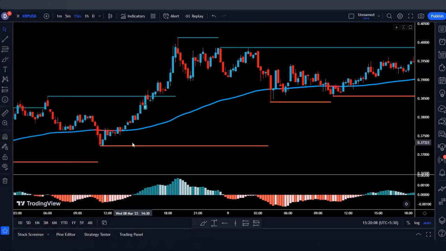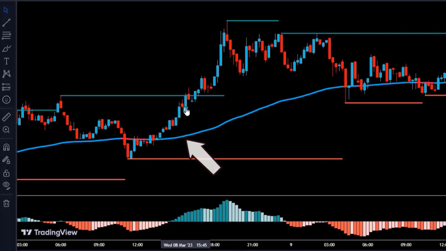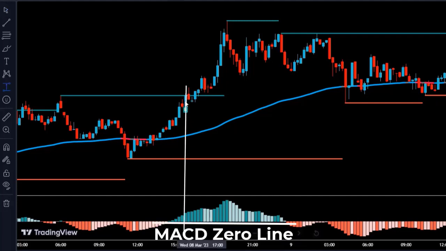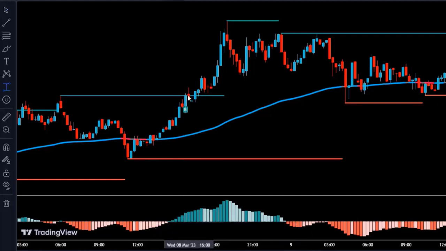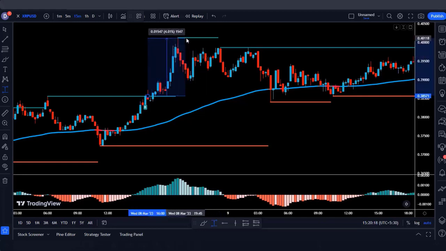And for long signals, it is the exact opposite. This long signal here has been confirmed by SSL Hybrid, but to get a validation from MACD, we need to analyze its histogram. The buy signal is valid if the MACD histogram is above the 0 line. So this buy signal here is also valid and we could use it to enter a trade.